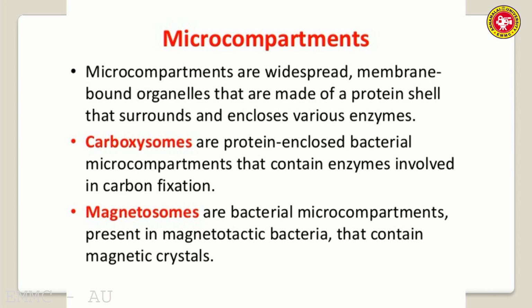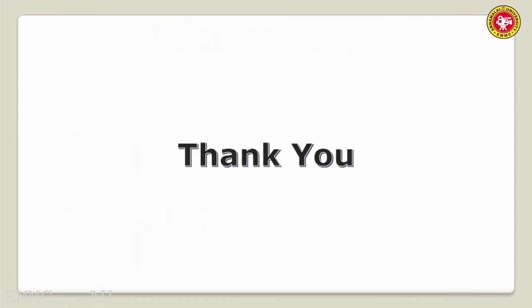Next one is the microcompartments. Microcompartments are widespread membrane-bound organelles. These compartments have an outer covering layer, that is called a membrane. This membrane organelle is made up of a protein shell. It includes various enzymes, carboxysomes, magnetosomes. Carboxysomes are protein-enclosed bacterial microcompartments. Magnetosomes are also present in the bacterial cytoplasm. They contain magnetic crystals. Carboxysomes are mostly involved in carbon fixation. During carbon dioxide or carbon fixation, these carboxysomes are involved.